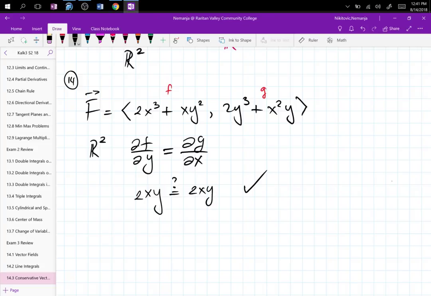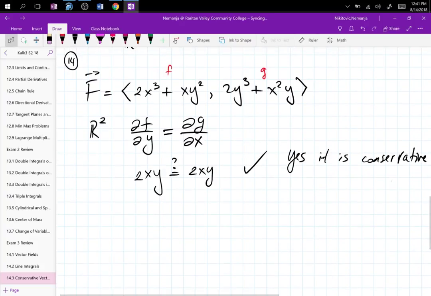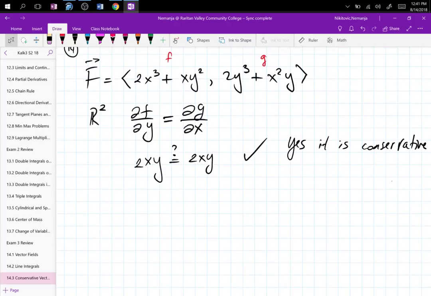Nice. Yes. It is conservative. So it's a conservative vector field because the condition checked out. So now, since this is a conservative vector field, that means that we can find a scalar function phi, which would generate this field if you are to take the del of it, right? If you apply the gradient.